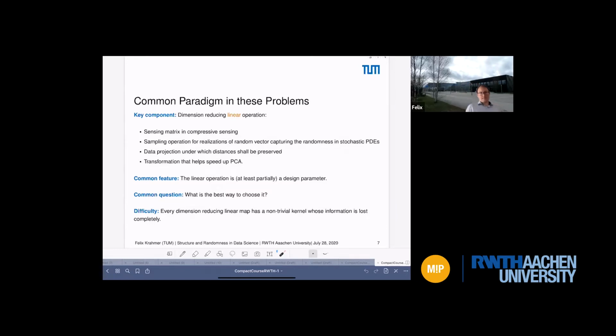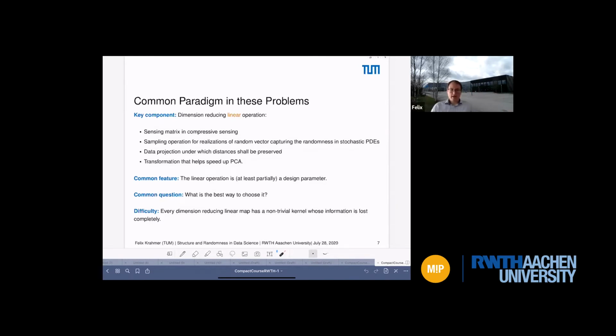And another common feature, and that's a defining common feature in some sense, is that this linear operation is at least partially a design parameter. So it's not that we're asked to invert a given linear system, but there's always something in it that we can choose. And the common question in all these cases is, what is the best way to choose? And the difficulty here is that in all the cases, we have some dimension reduction involved, either as part of the sensing process, where the number of measurements is smaller than the dimension of the signal, or by choice because we want to reduce the amount of computation, and that's why we want to have something lower dimensional.